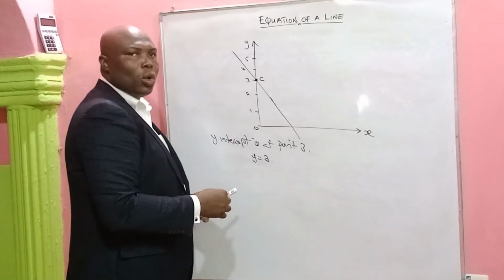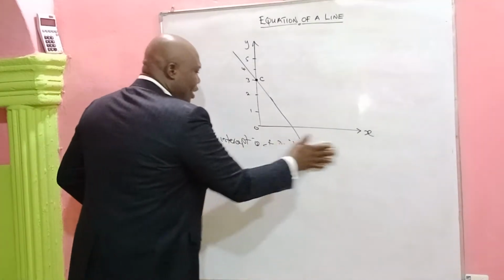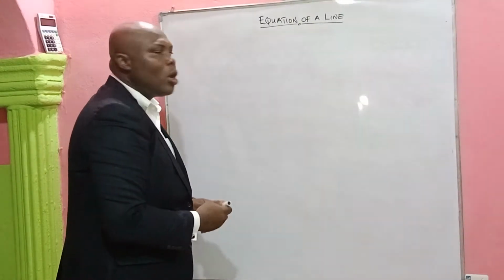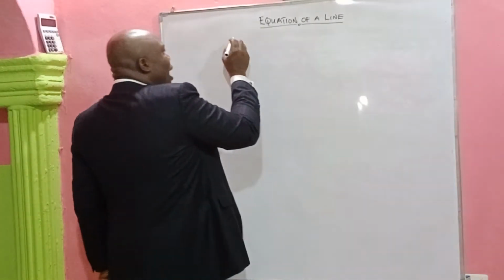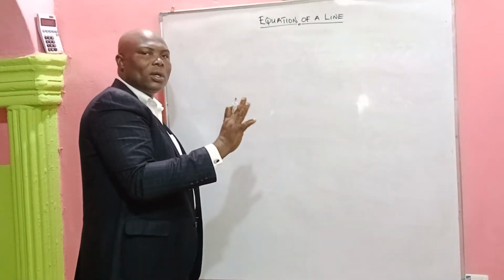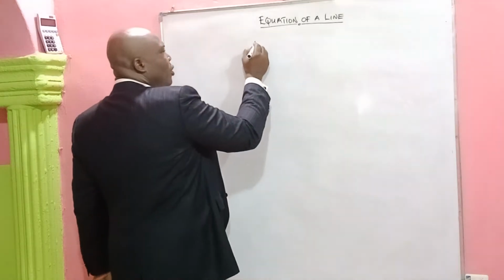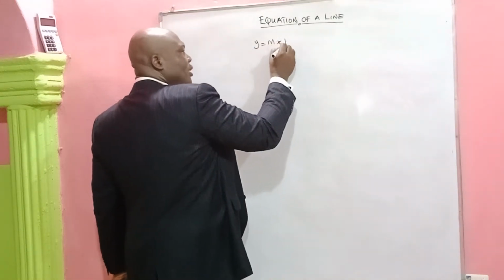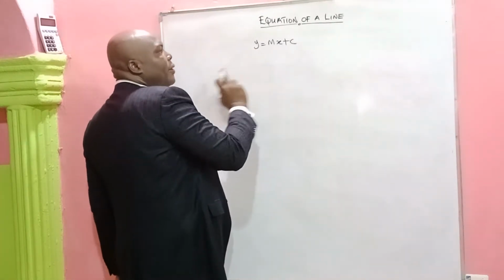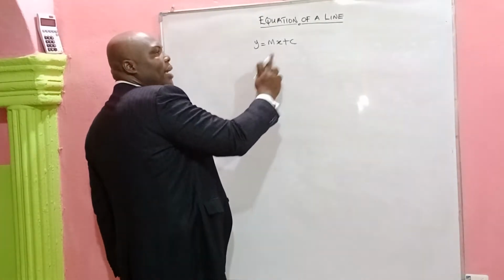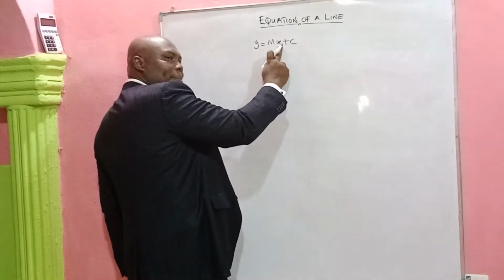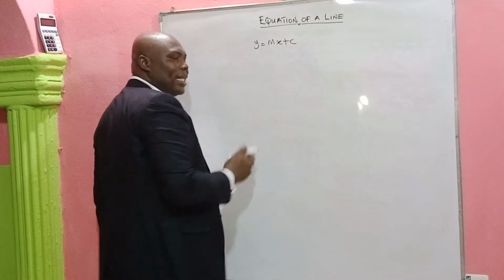All right, so let's go straight to the equation of a line. How can we deduce the equation of a line? Now, you have already been told that the equation of a line is given by the formula y is equal to mx plus c, and we have been able to define the parameters: the dependent variable y, the slope of the straight line, which is m, the independent variable, which is x, and the y-intercept, which is c.